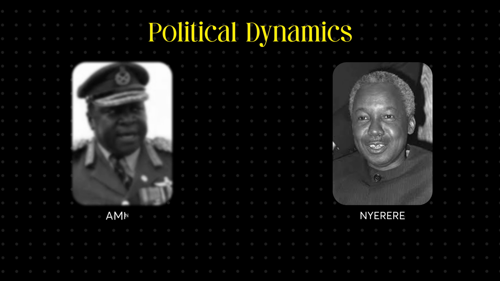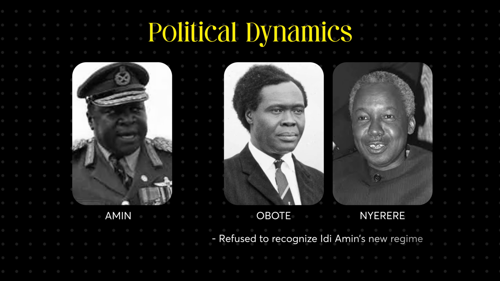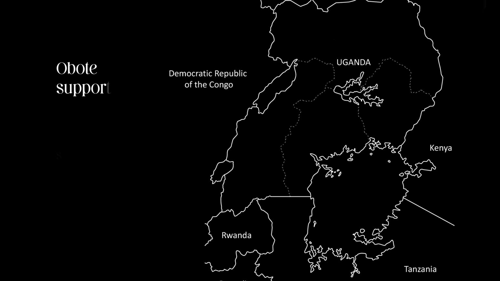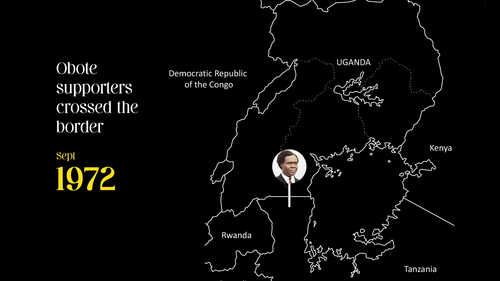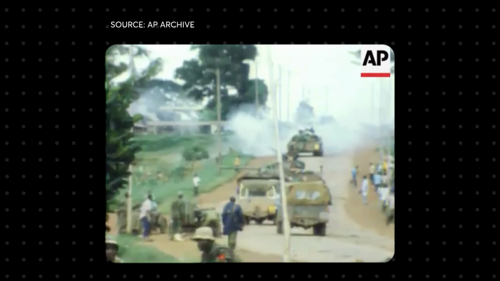At the time, President Nyerere had enjoyed close relations with Obote since he backed his socialist policies. Nyerere refused to recognize Idi Amin's new regime and even went ahead to offer Obote and many of his supporters exile in Tanzania. In September of 1972, 1,000 supporters of Milton Obote crossed the border through the northwestern side of Tanzania, heading to Kampala. In response to this, Idi Amin proceeded to bomb the Tanzanian towns near the border.